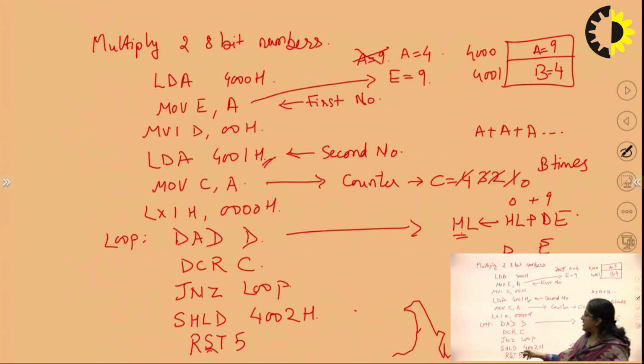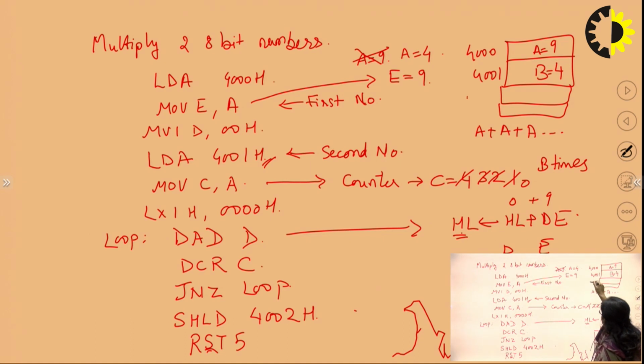So from this instruction, store the content of HL pair to 4002 location. The data will be copied to the consecutive location. So content of H and L will be transferred here and we get the result.